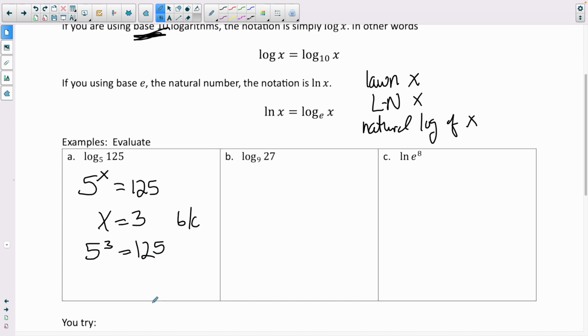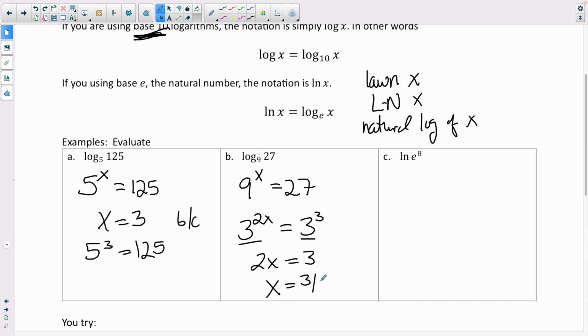All right. And letter B here, log base 9 of 27. So this isn't a straightforward one, but I know 9 to the x equals 27. Log base 9 of 27 means 9 to what power equals 27. This is going to take us to what we did in the first video. 9 and 27 are both powers of 3. You have to recognize that. So I'm going to rewrite 9 as 3 to the 2x, and I'm going to rewrite 27 as 3 to the third. And since my bases are now the same, I'm going to set my exponents equal to each other. So x equals 3.5.